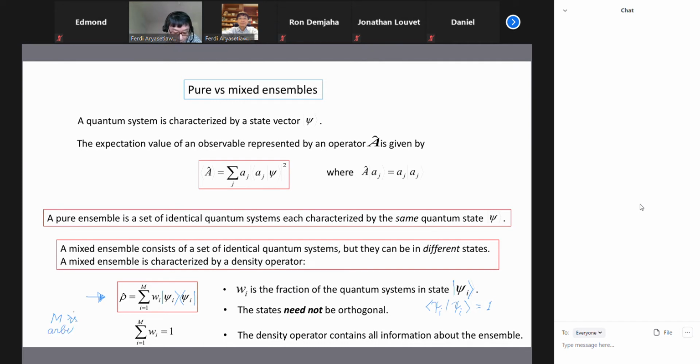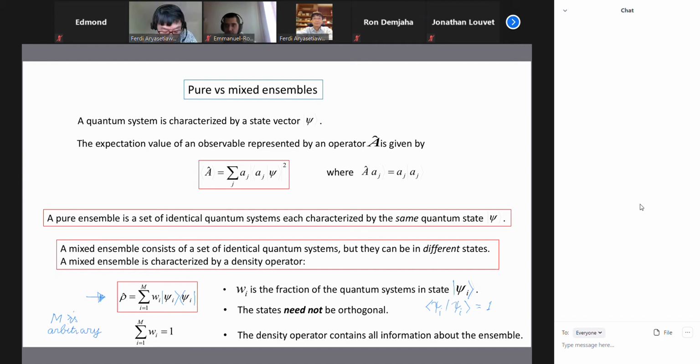So if we have a pure ensemble, then m will be just equal to 1, and the weight is equal to 1. So it is a kind of more generalized way of treating quantum systems.